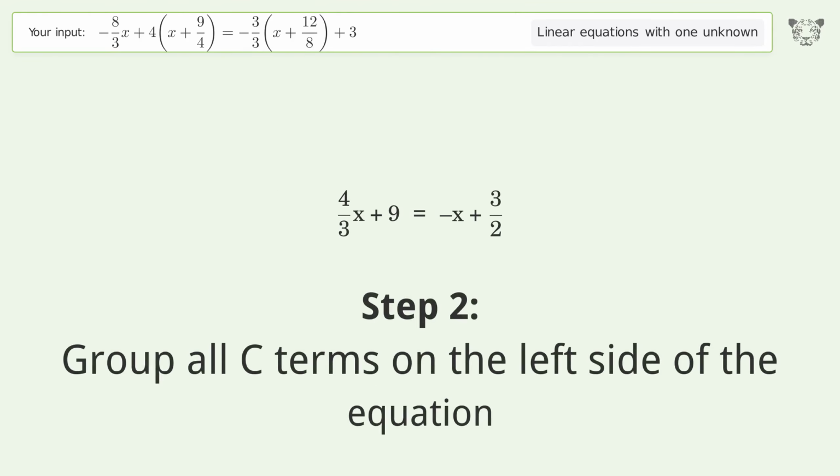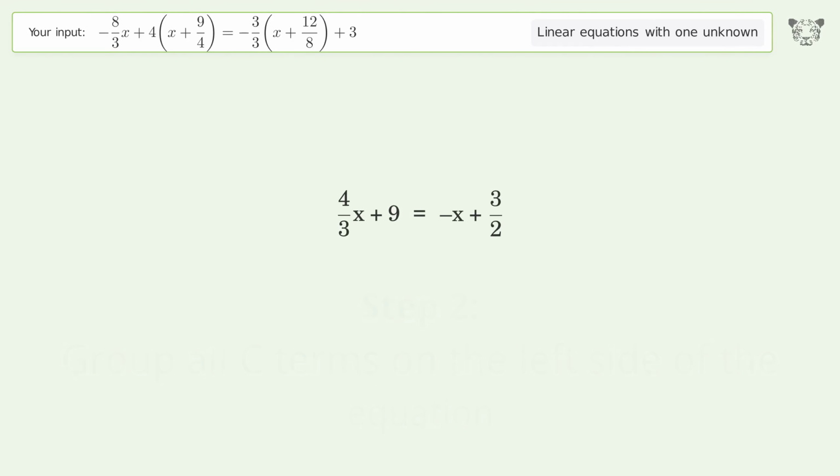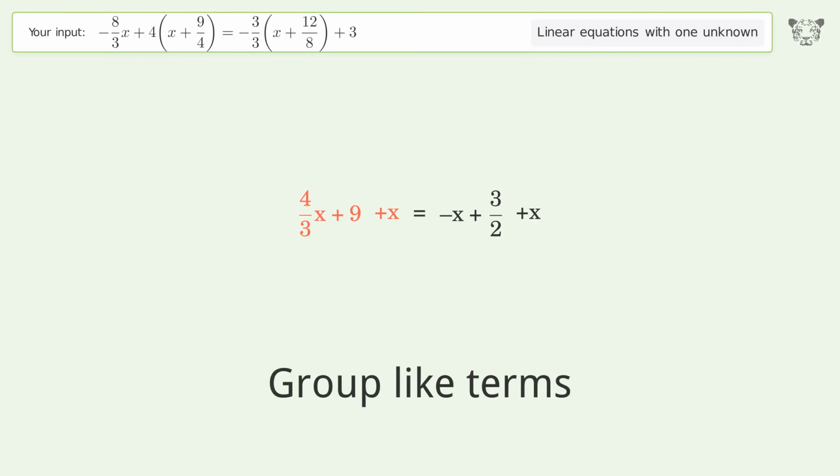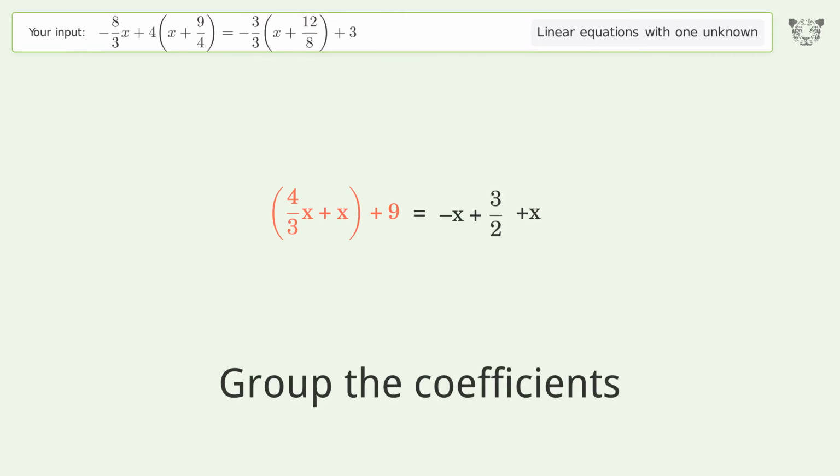Group all C terms on the left side of the equation. Add x to both sides. Group like terms. Group the coefficients.